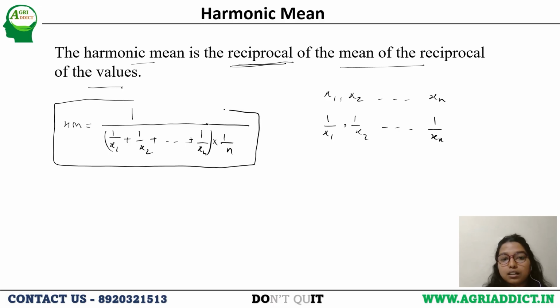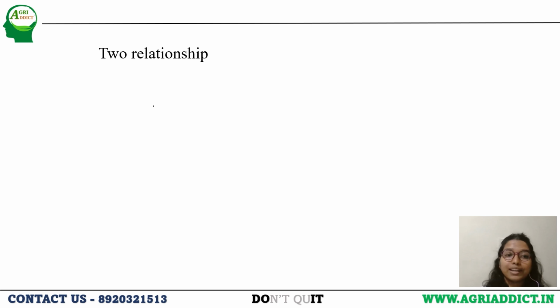You cannot understand it by reading the simple definition, but you can understand it from this equation, which I have derived from the definition. This is very easy and it can be asked as a question: which of the following is the formula for calculating harmonic mean? So you should know that. Next, two relationships you have to remember: first, arithmetic mean is greater than geometric mean, and geometric mean is greater than harmonic mean.